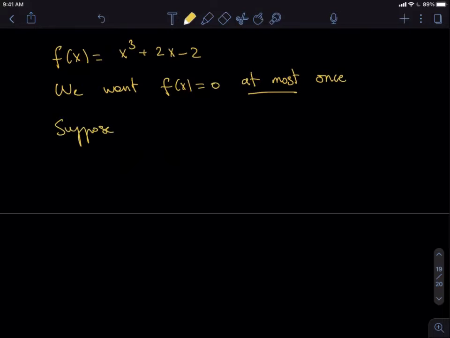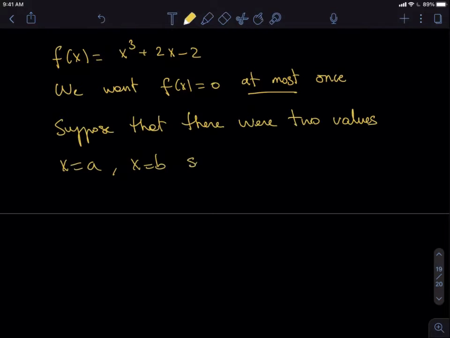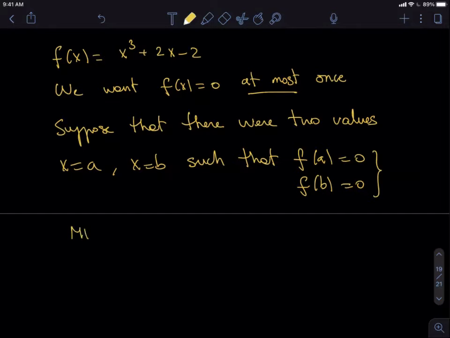So suppose that there were two values, x equal a, x equal b, such that f of a equals 0 and f of b equals 0. So now the problem is set up to apply the mean value theorem.